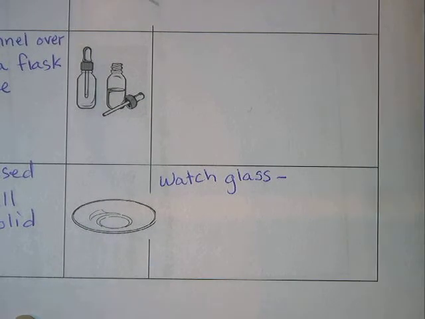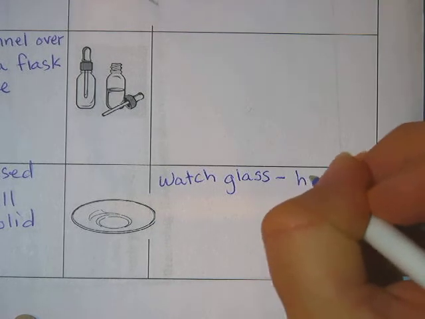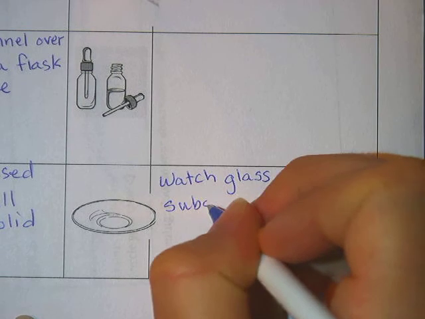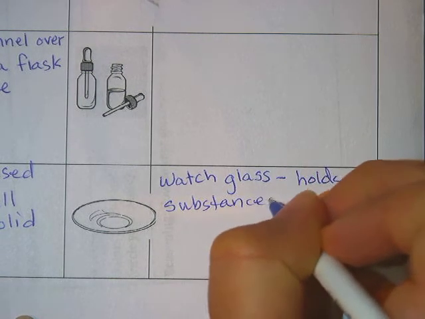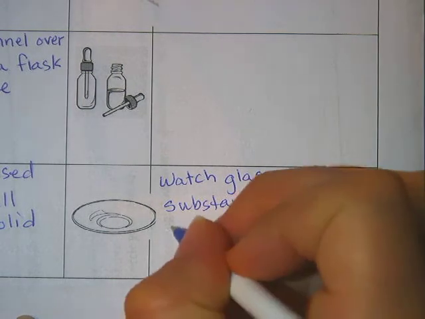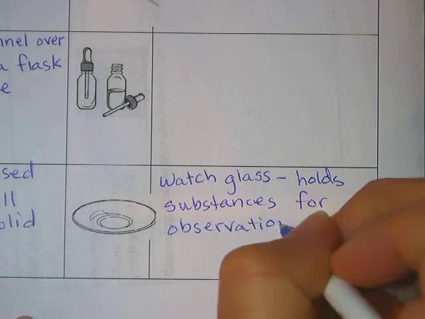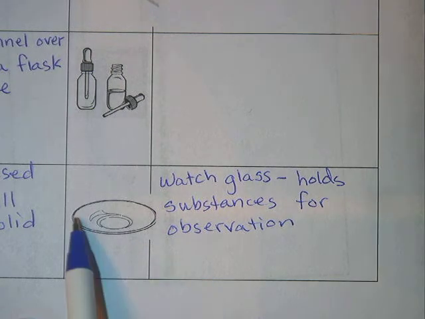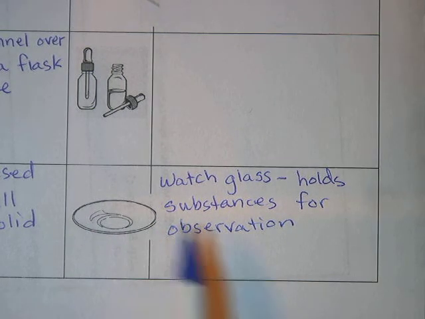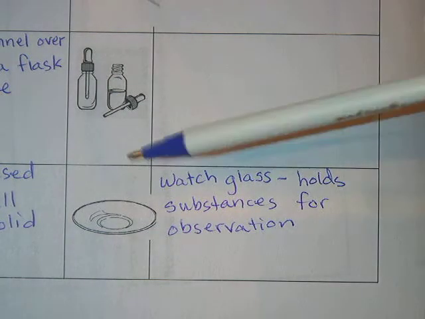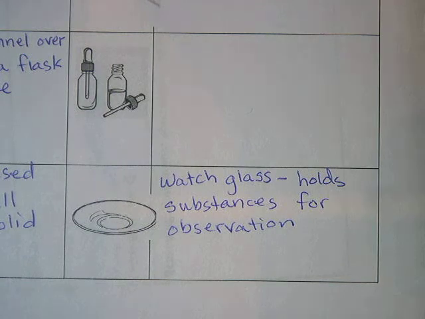A watch glass holds substances for observation. It kind of looks like a giant contact lens. It's not necessarily super easy to tell from the picture, but it's kind of like a small little shallow bowl, very shallow bowl, and it's clear. So you can put stuff in it and you can watch the stuff that's in it. That's why it's called a watch glass.